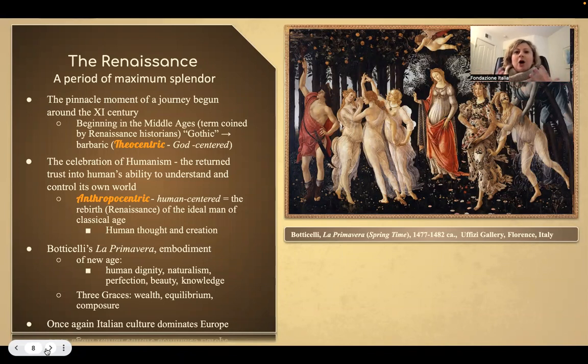This idea of God being at the center of everything actually gets changed in the Renaissance, because now man is put at the center of the world, because during the Renaissance actually there is a return to trust in the human's ability, in human's capacity for being able to learn.